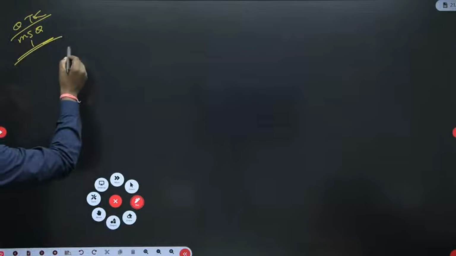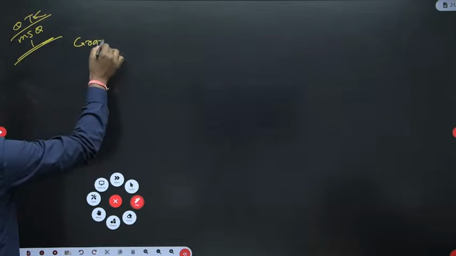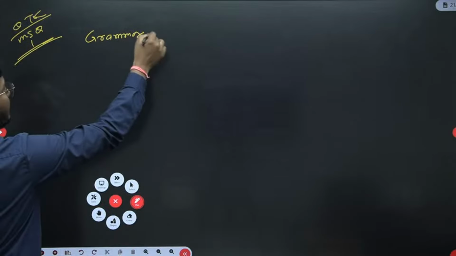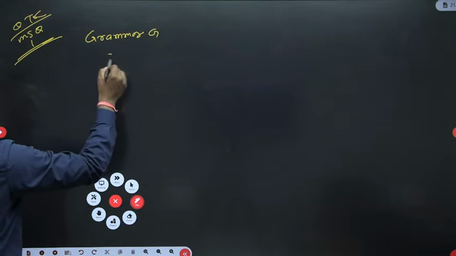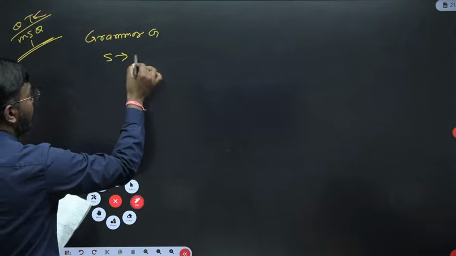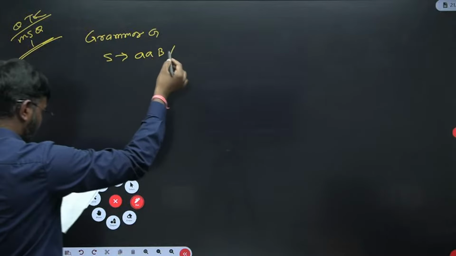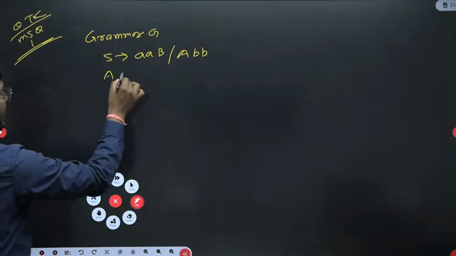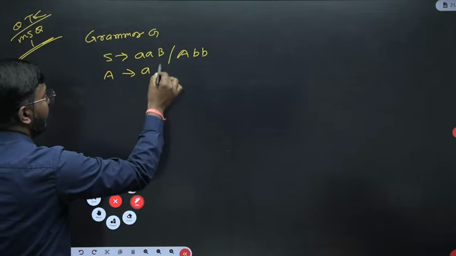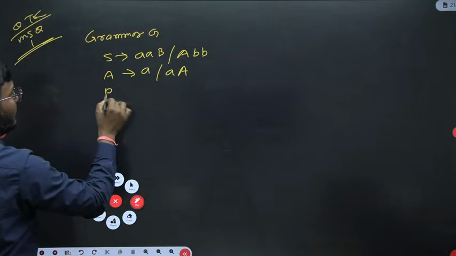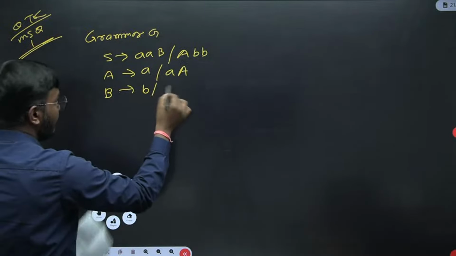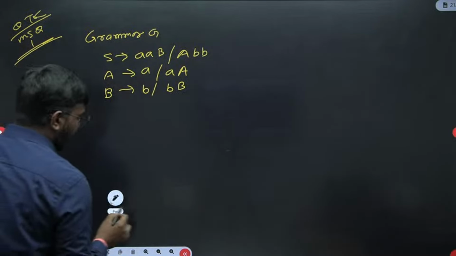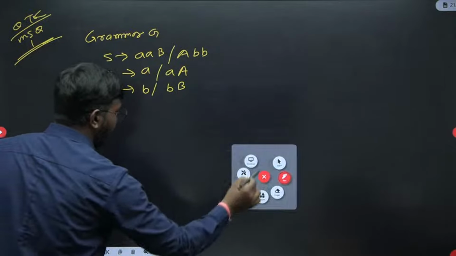It was given with a grammar G. The grammar was given: S is equal to AAB, then ABB, and then the expansion of A was A and small a, and the expansion of B was B, and simply this was the given grammar. Fine. And here it asks what is the language accepted by this grammar, meaning L of G. We need to find the L of G.